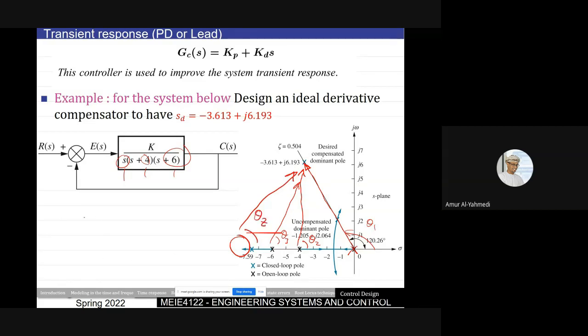So now I want -θ1, -θ2, -θ3, plus θz to be equal to 180. So I will get from this one θz, the angle. I can get it because I know this one, and I know this one, and I know this one. I can get θz. Now, what is θz? How can I get it? Tan inverse what?